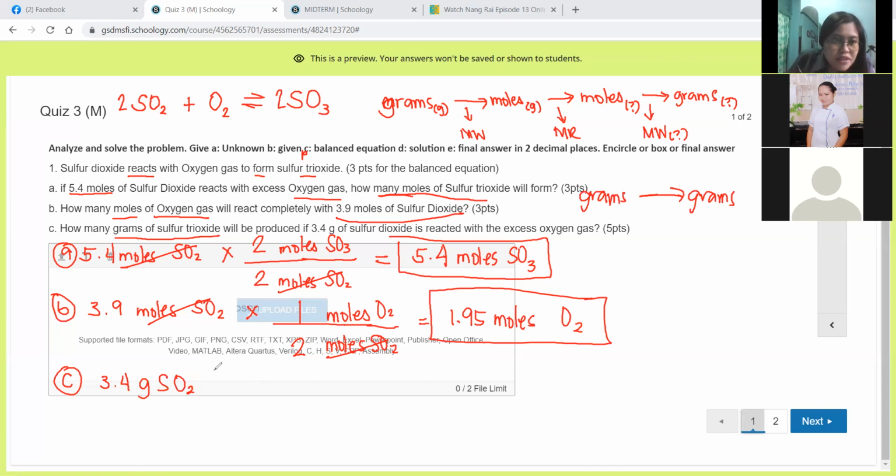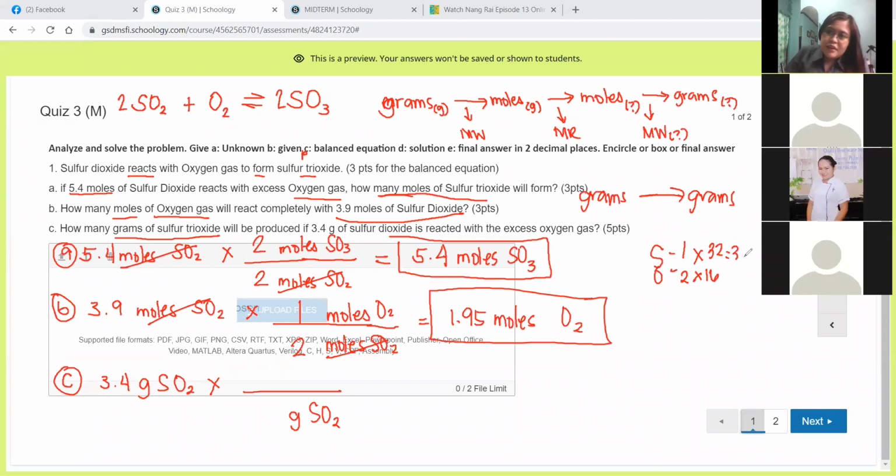How many grams of sulfur trioxide will be produced? Okay. So, to convert grams to moles, you need, of course, the molecular weight of your sulfur dioxide. What's the molecular weight of sulfur dioxide? You have S and O, 1 S, 2 O. This is 32, am I right?